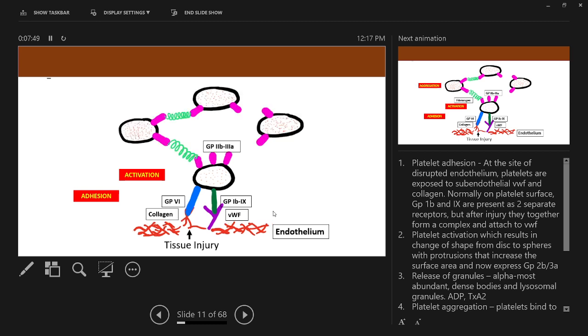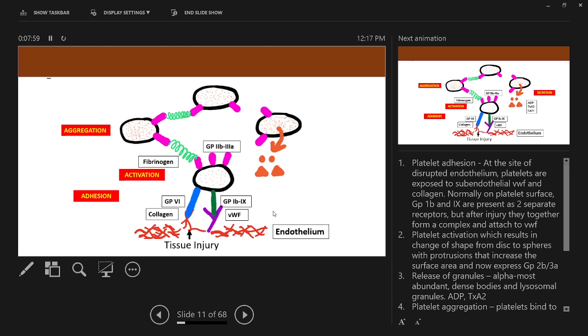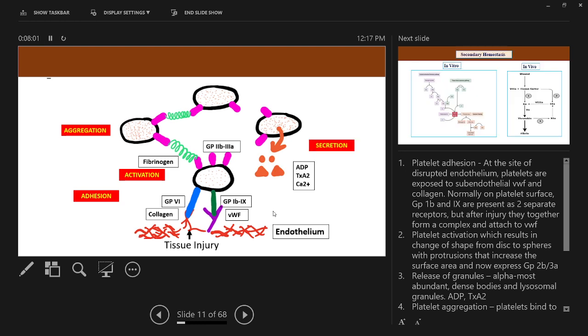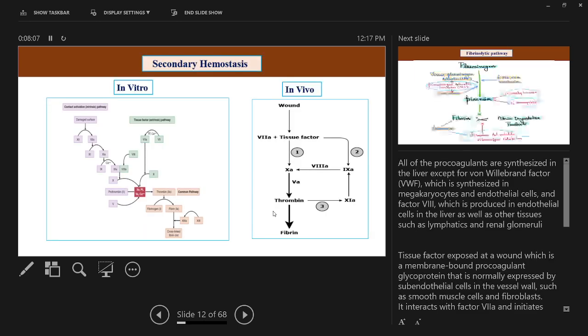Now, after this, there is something called platelet aggregation. With the help of GP2B3 receptors, platelets aggregate to each other via fibrinogen. After this, there is a release of platelet granules, such as ADP, thromboxane A2, and calcium, which further helps in platelet aggregation. This forms the primary platelet plug.